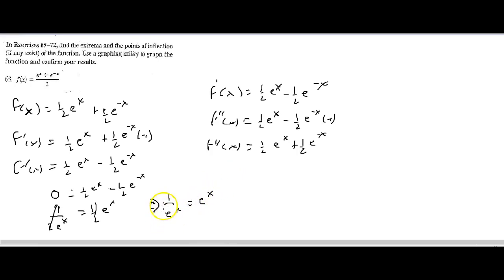I could put it back on top. That would solve my problem. But I'm going to go ahead and move it over to the other side. Move to the other side, e to the x times e to the x. The base is the same, so I add the exponents, and it becomes e to the 2x.